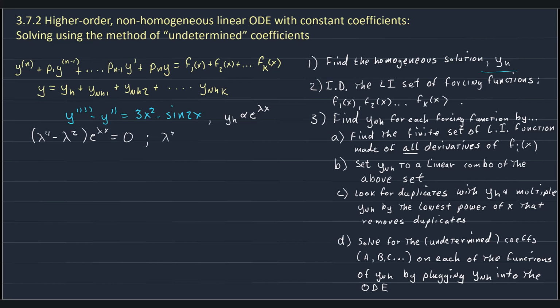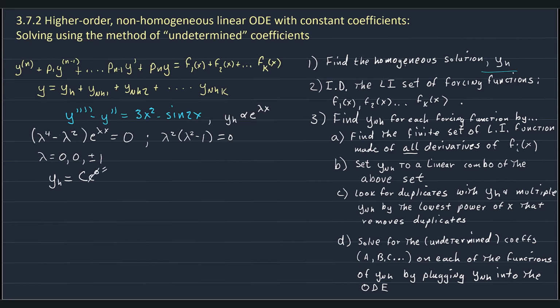So if we factor out a lambda squared, we get lambda squared times lambda squared minus 1 is equal to 0. And this tells us that lambda is equal to 0, 0, and then plus and minus 1. And given that this is a fourth order ordinary differential equation, we know we have to have 4 different solutions. We have 2 zeros, so we have to apply our rule when we have a repeated root.